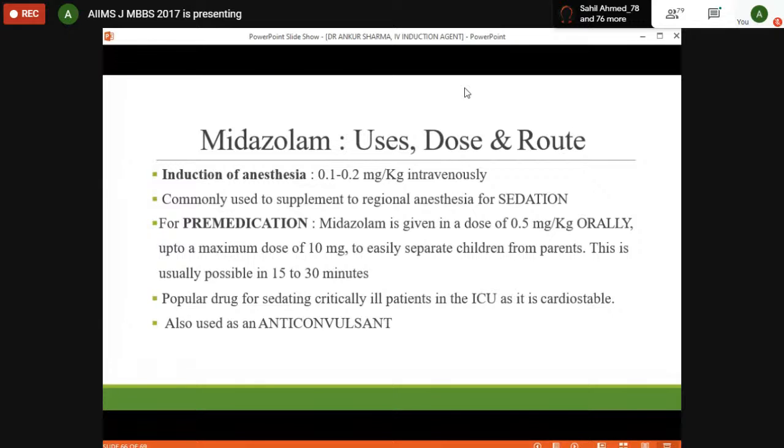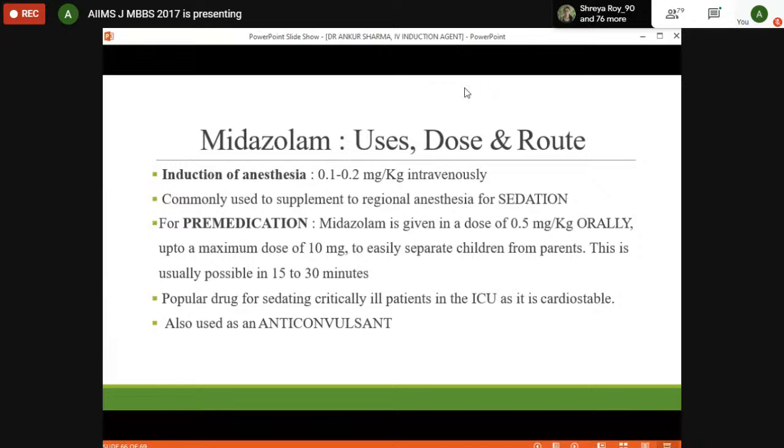If you are posting a child for OT, you can see the children are crying. They do not want to go inside the OT. At that time, midazolam is very useful. You can give it in a sweetened syrup, containing flavors like apple and orange, and the child becomes very calm, and you can take the child inside the operation theater and proceed for anesthesia injection and surgery. It is a popular drug for sedating critically ill patients in ICU as it is cardiostable.